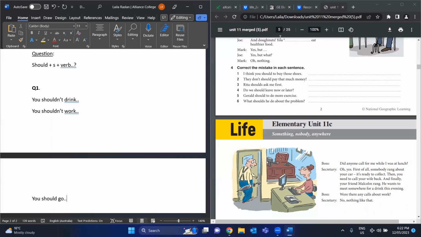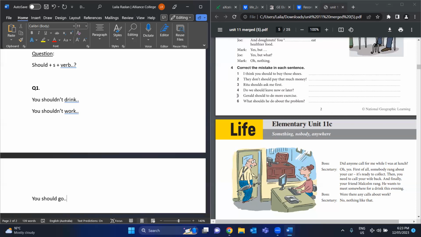Number 4, Nicholas. Should we leave now or later? He's asking a question. So the sentence needs to start with should, so capitalize the S. Should, subject, verb. Should we leave now or later?